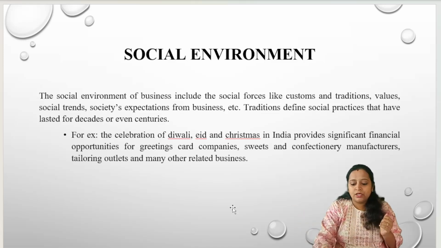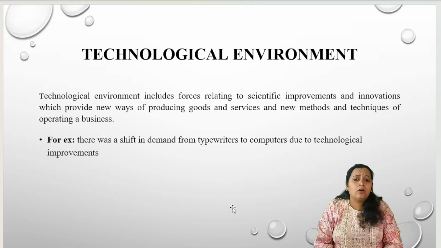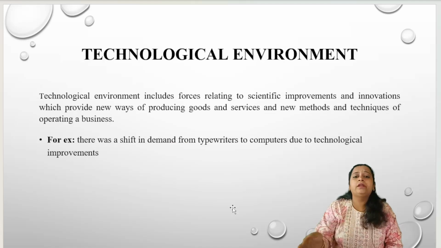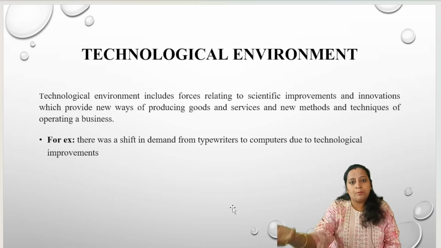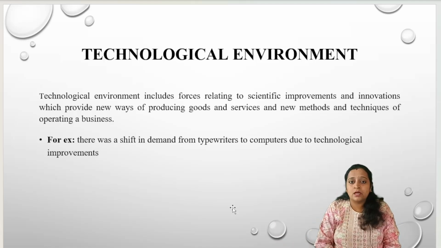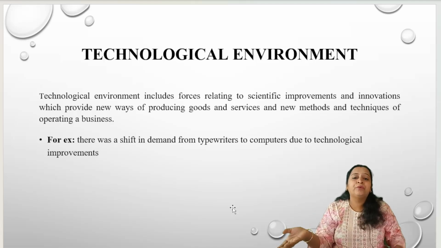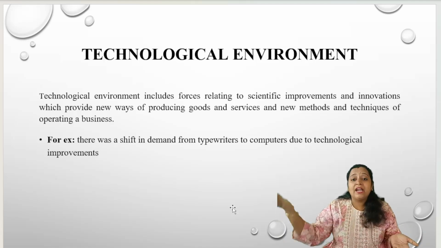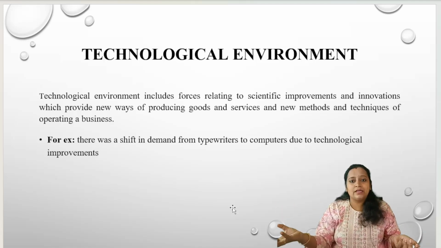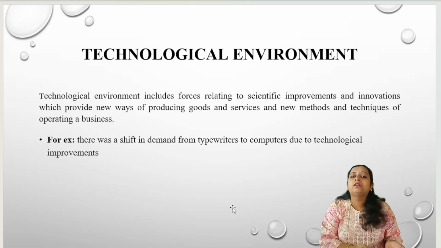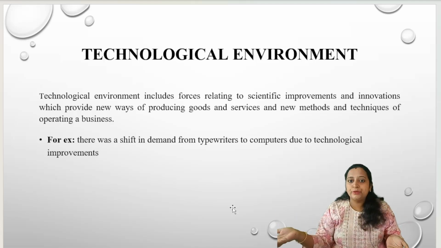Coming to the next one, technological environment. Yes, changes in technology happen very rapidly. It will also have a direct impact upon your business enterprises. See, the technological changes, upgradation from one technology to another. Like previously they were using keypad mobile phones, now smartphones, Android phones with more features and all. Previously they were using typewriters, now it is computer systems.